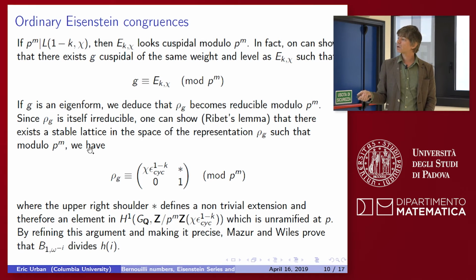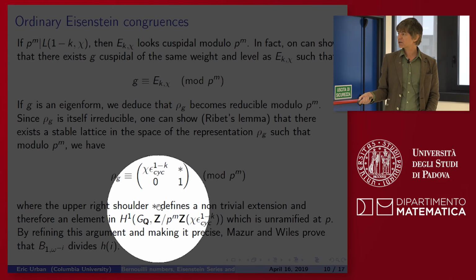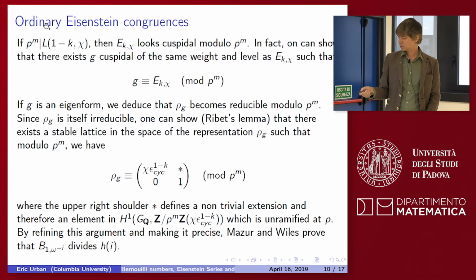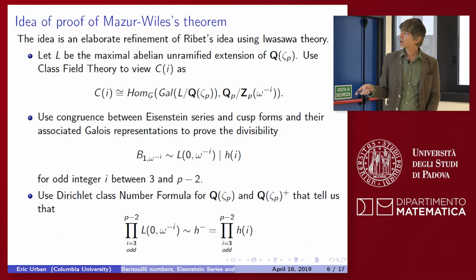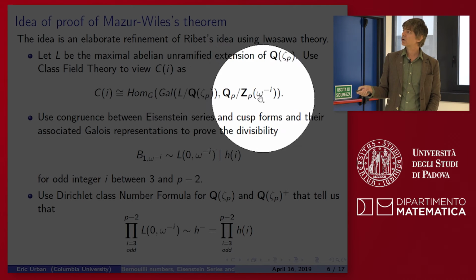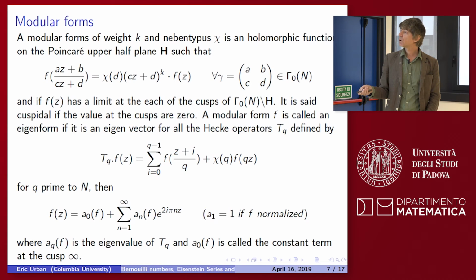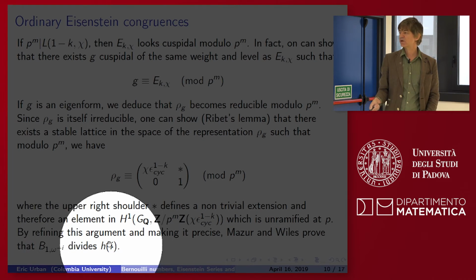So using this, you can show that actually p to the m divides this, and actually p to the m divides the size of this group here. And therefore, that means exactly what we wanted: that this Bernoulli number divides h of I.